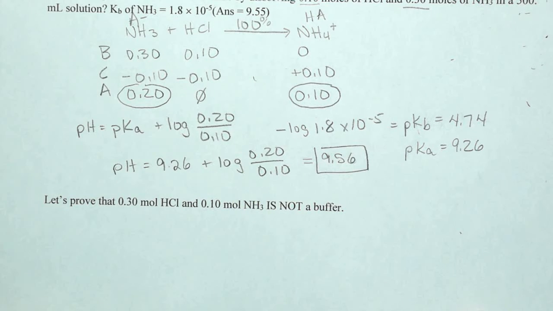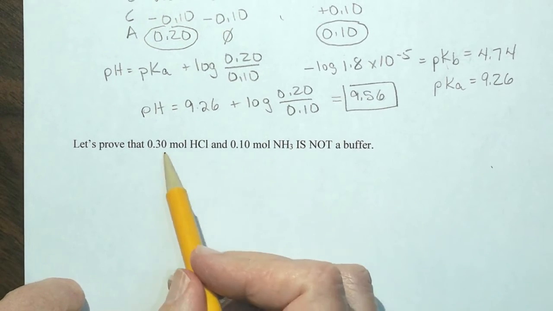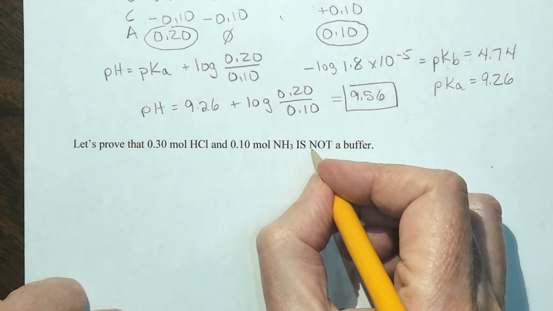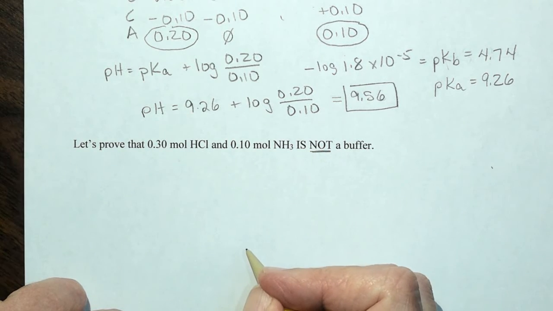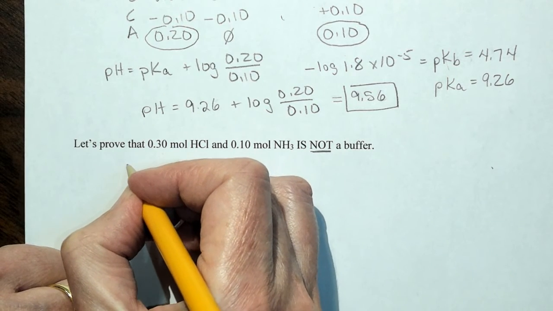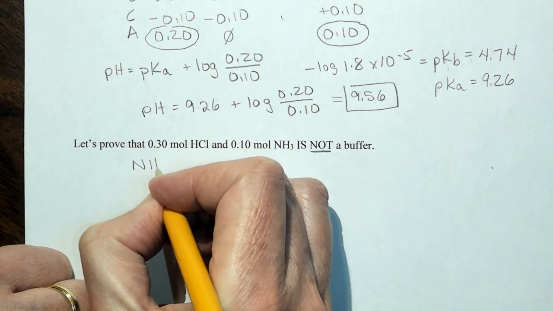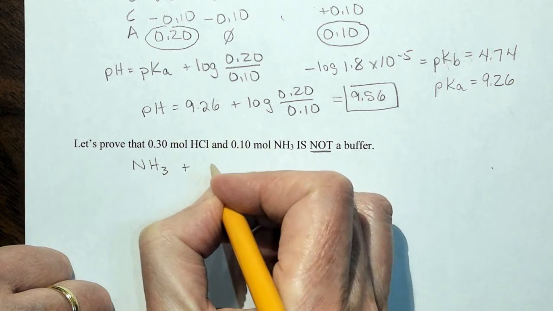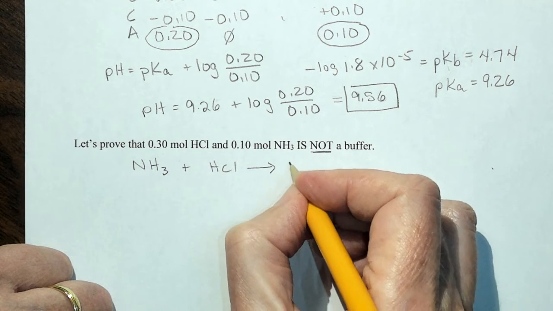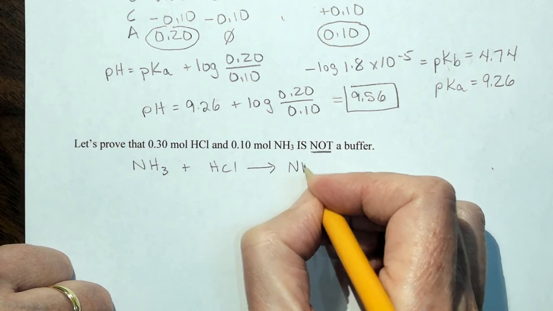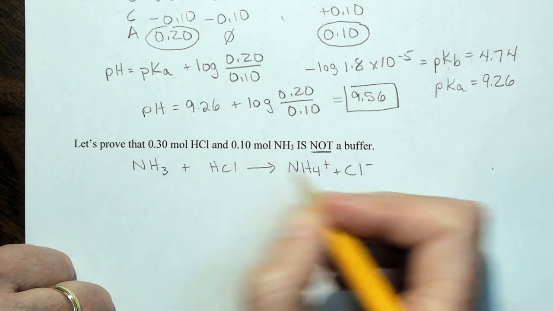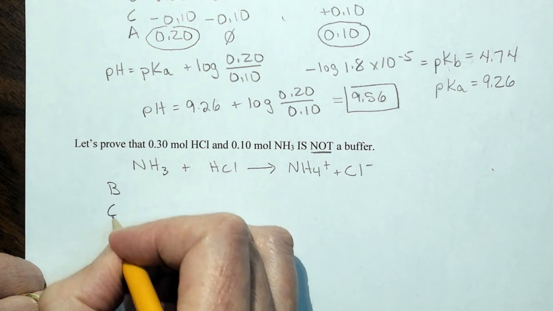The last problem we're going to do is to take a look at what happens when we add an excess of a strong acid to a weak base. And basically we're proving that this is not a buffer when you have an excess of either the strong acid or the strong base. So let's set up the BCA table again. So we have NH3 plus HCl, and remember this reaction is going to go 100%. And we're going to make NH4 plus Cl minus, which we really don't care about. We have our B, C, and our A.